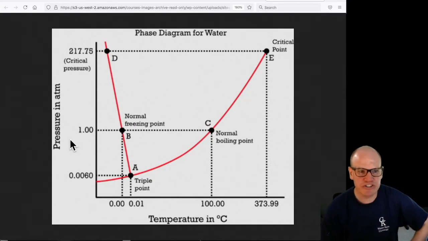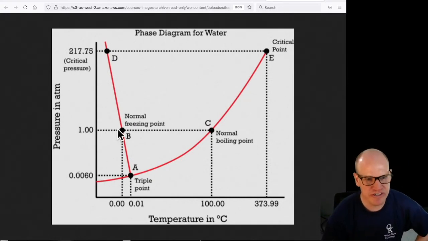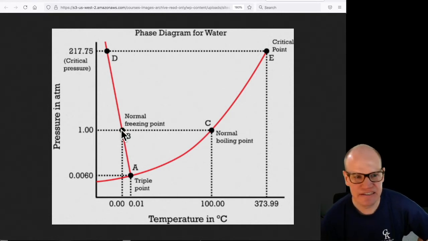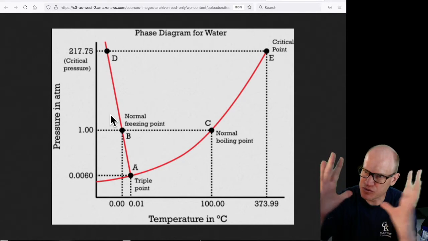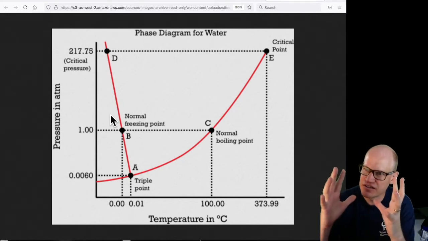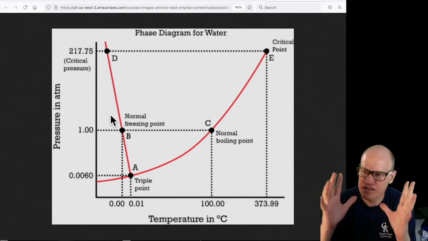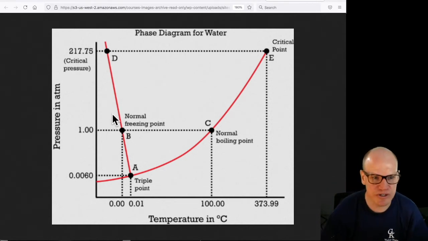So this is pressure. So atmospheric pressure is right here. This is temperature right here. So you can see that water will freeze at 0 degrees Celsius. It will boil at 100 degrees Celsius at atmospheric pressure. If you raise the pressure like this, it will freeze at colder temperatures. So you can get liquid water to freeze at lower temperatures if you raise the pressure. It's easier to freeze if you raise the pressure.